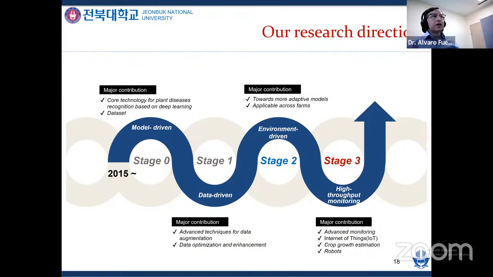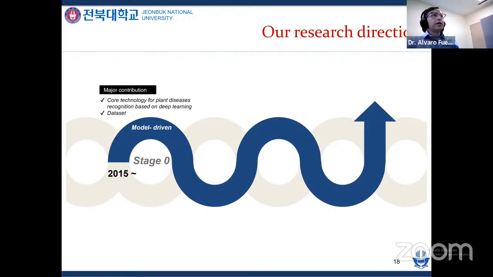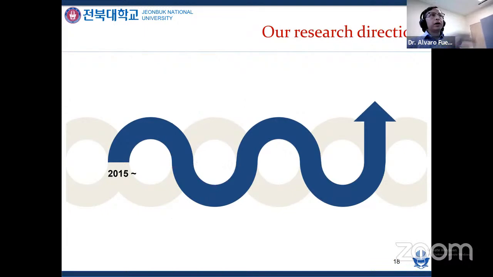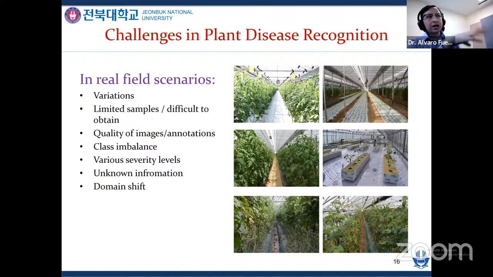And there are currently some available datasets online. One is called the PlantVillage dataset, which was proposed at a similar time as our work. But their work is mainly on classification, and the complexity of the dataset doesn't include, for example, situations of the real greenhouse.